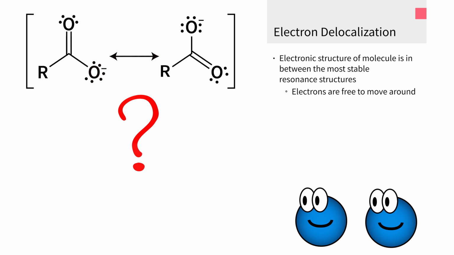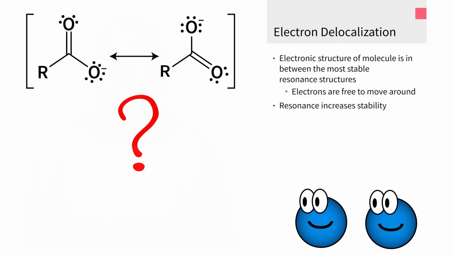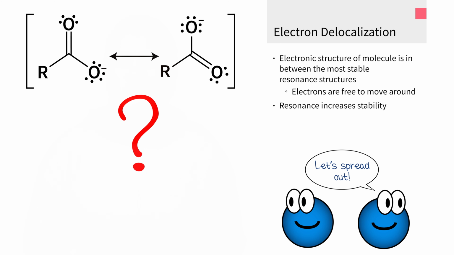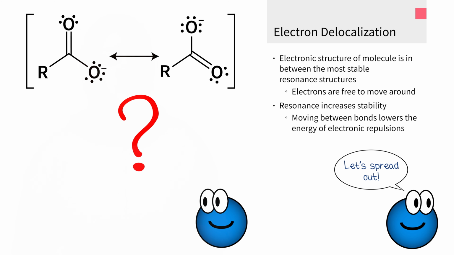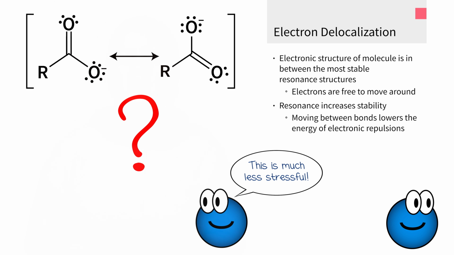An important feature of this idea is that resonance increases stability. Electrons repel each other, so two electrons that are allowed to distribute themselves across the space of two or more different bonds will have a lower total energy than if they were confined to a lone double bond and forced to hang out with each other forever.